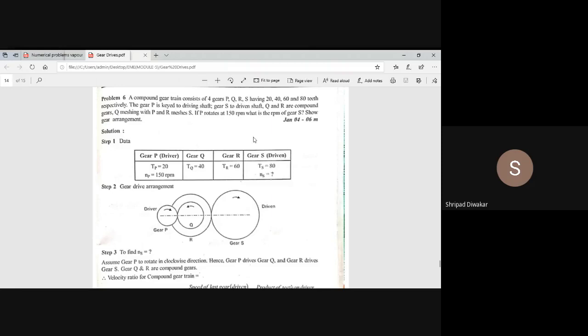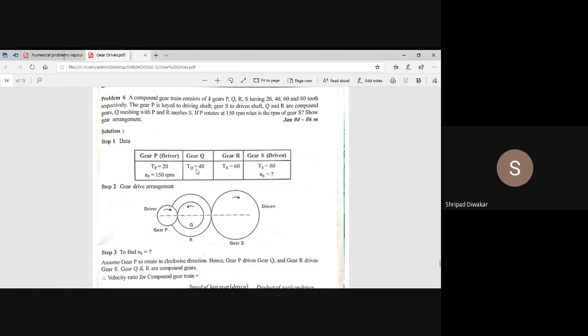According to the statement, you have to draw the gear train sketches. So the first is the driving gear and the last one is the driven gear. In between, we have the compound gears. Okay, so gear P meshes with gear Q. That's why first you show clockwise direction, and next one is anti-clockwise direction, and clearly they have given Q meshing with P.